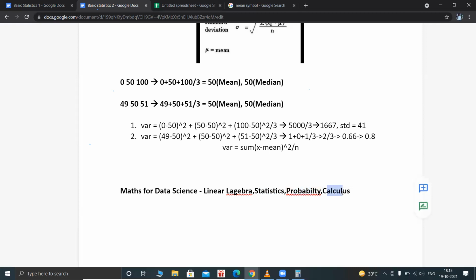And calculus, we will have just basic intuition of calculus for our syllabus. And linear algebra is all about where we have some kind of vector values, right? So matrix algebra and vector algebra and all this.